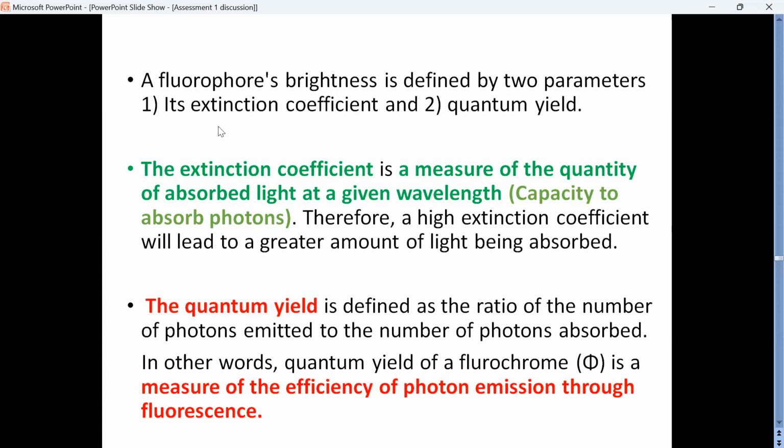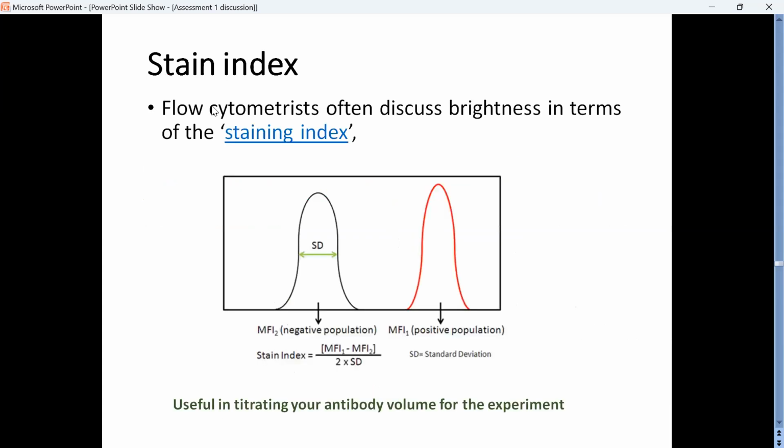Okay. Now what is stain index? Stain index is the difference between the negative population and the positive population. This distance between the negative population and the positive population is called stain index. Basically we have a formula to calculate it, but the understanding is this.